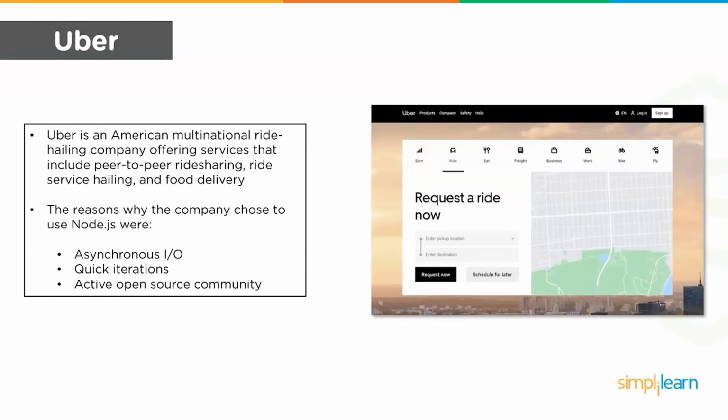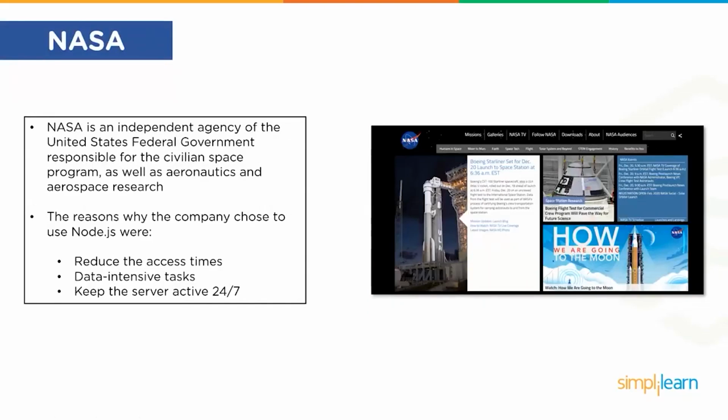Uber. Uber is an American multinational ride-hailing company offering services that include peer-to-peer ride-sharing, ride service hailing, and food delivery. The reasons why the company chose Node.js were asynchronous I/O, quick iterations, and active open source community. As mentioned earlier, asynchronous I/O permits other processing to continue before the transmission has finished. Now, quick iterations. Node.js is continually being updated and added new features that help in further improvement in the performance of web servers. And finally, active open source community resolves many problems that an organization may face in a particular scenario.